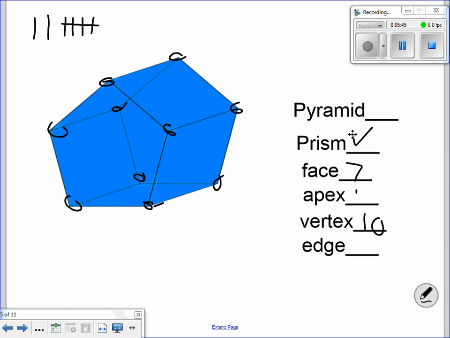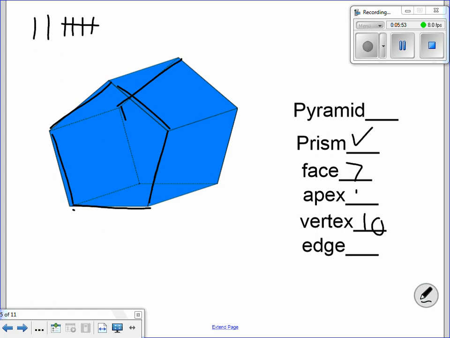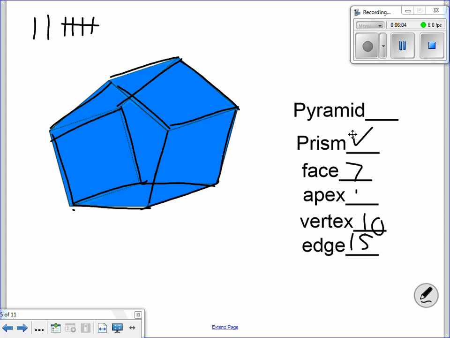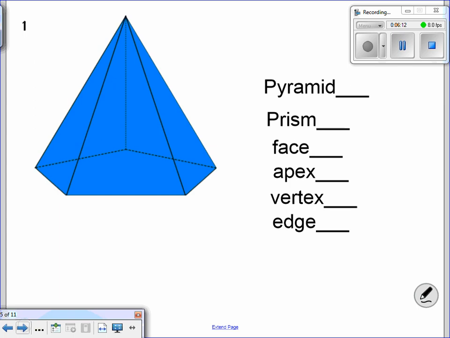How many edges? Well, let's count the front here. I have 1, 2, 3, 4, 5. Let's count the back. 1, 2, 3, 4, 5. Now let's count what connects them. 1, 2, 3, 4, 5. 15 edges. I want you to understand with these prisms, whatever we have for the front face and the back face, they have to connect them with rectangles. I'll keep going there with that.